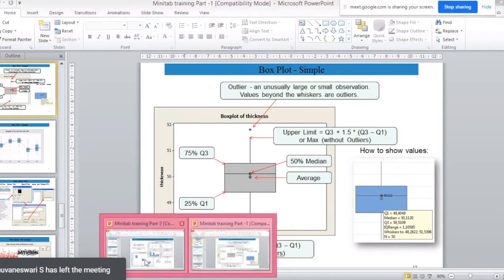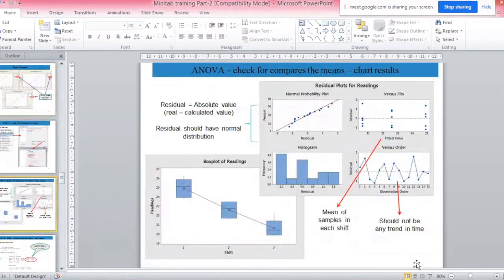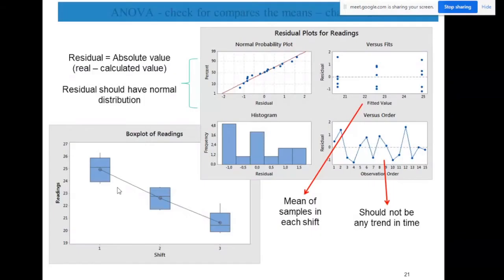Here we can see the difference in the mean for the three shifts, and then we have the residual plot. Residual means the absolute value of real minus calculated value. This line is the calculated value, and the difference from this line is the residual. Residuals should be normally distributed.